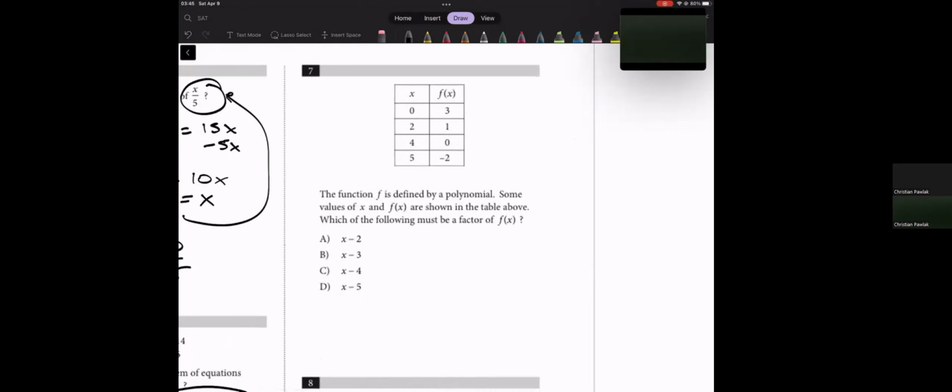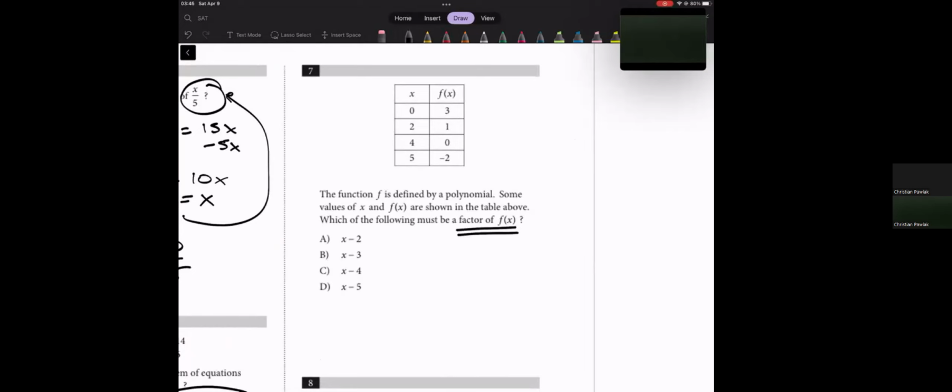Okay, number 7, the function f is defined by a polynomial. Some values of x and f of x are shown in the table above. Which of the following must be a factor of f of x? So anytime we have something that's a factor, what we do know for sure is if we plug in that number, we get 0. So that is a general rule.